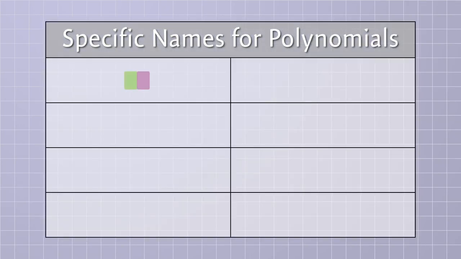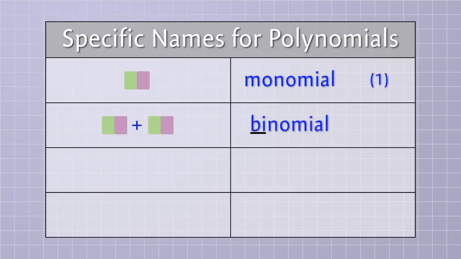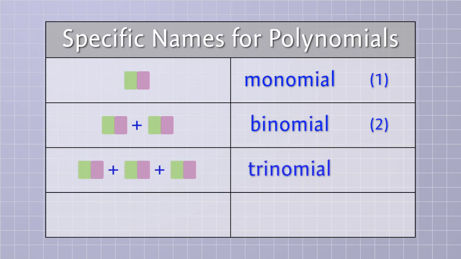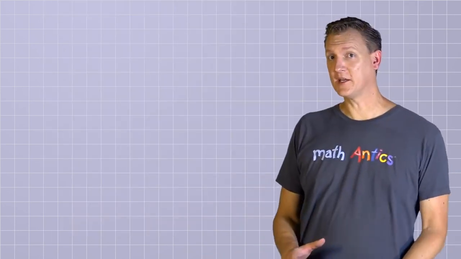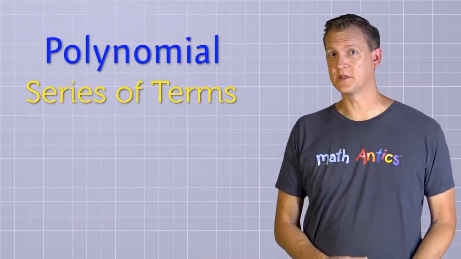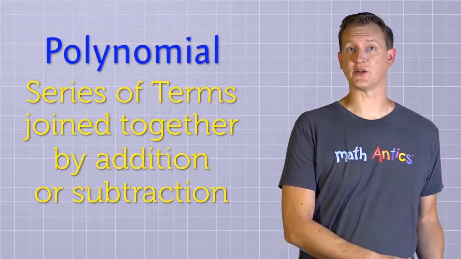If there's only one term, which isn't really a chain, then we call it a monomial, because the prefix mono means one. If there's just two terms, then we call it a binomial because the prefix bi means two. And if there's three terms, then we call it a trinomial since the prefix tri means three. Beyond three terms, we usually just say polynomial since poly means many. And in fact, it's common to simply use the term polynomial even when there are just two or three terms. Okay, so that's the basic idea of a polynomial. It's a series of terms that are joined together by addition or subtraction.